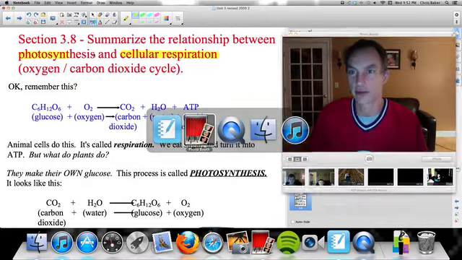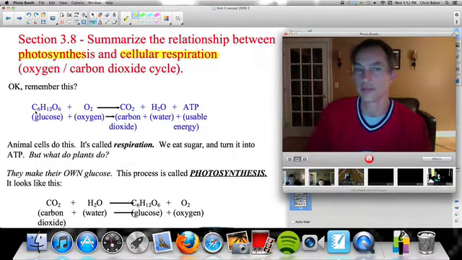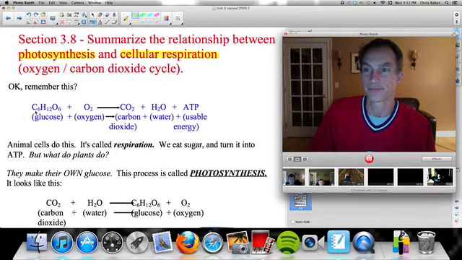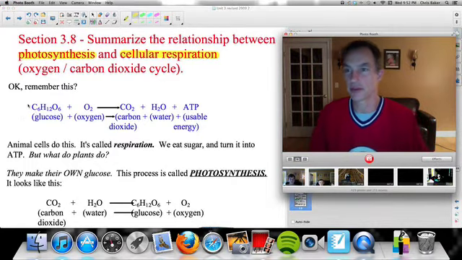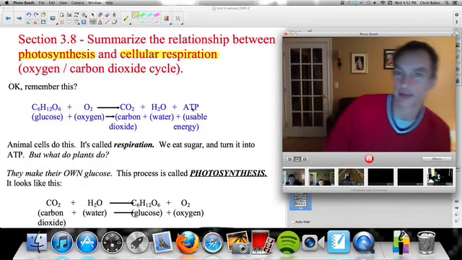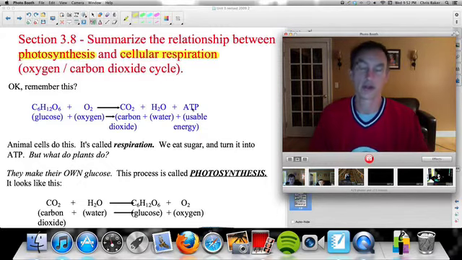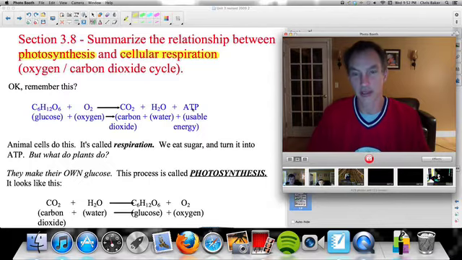From 3 minutes ago, you remember that glucose plus oxygen makes carbon dioxide, water, and usable energy. That's the cell respiration equation. That's the chemical reaction that happens in your mitochondria that makes cell respiration.